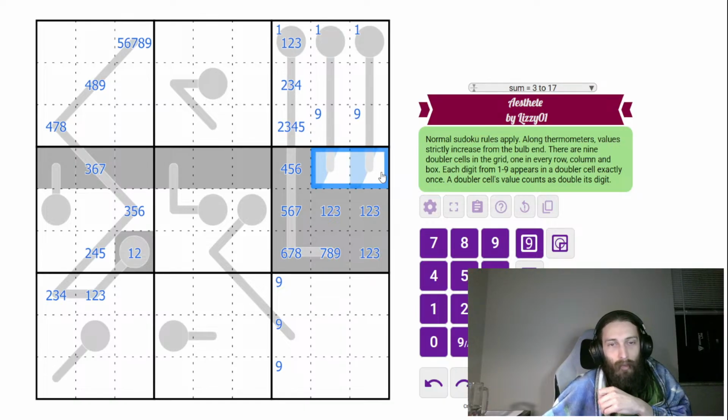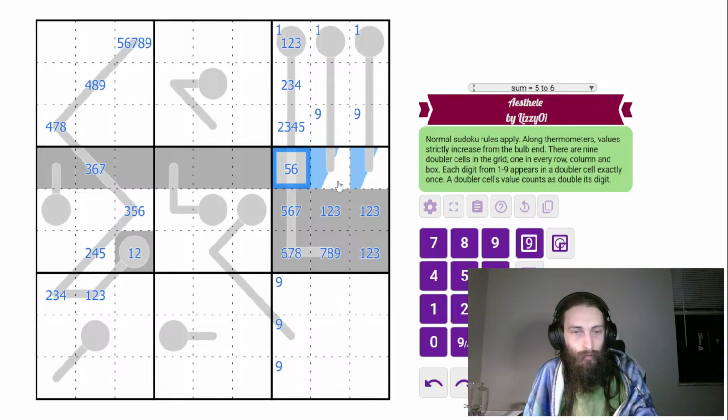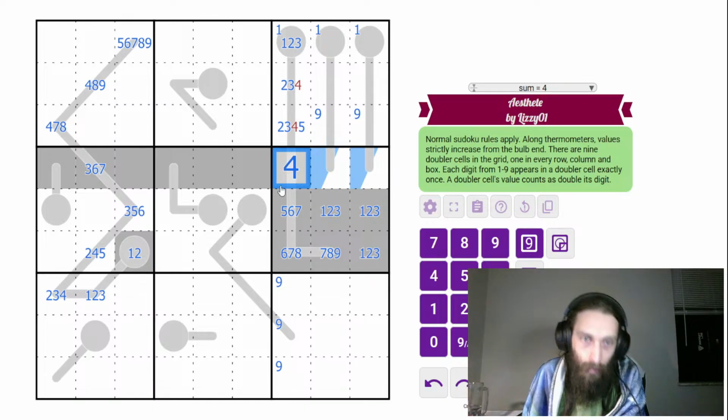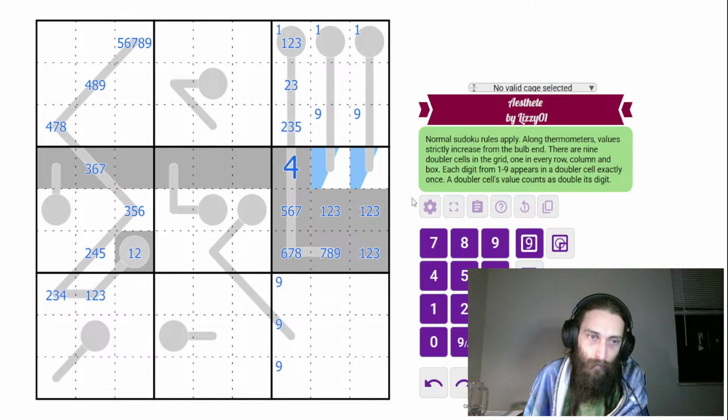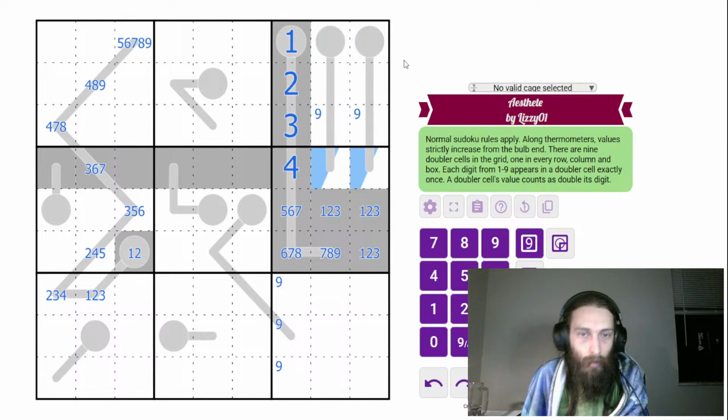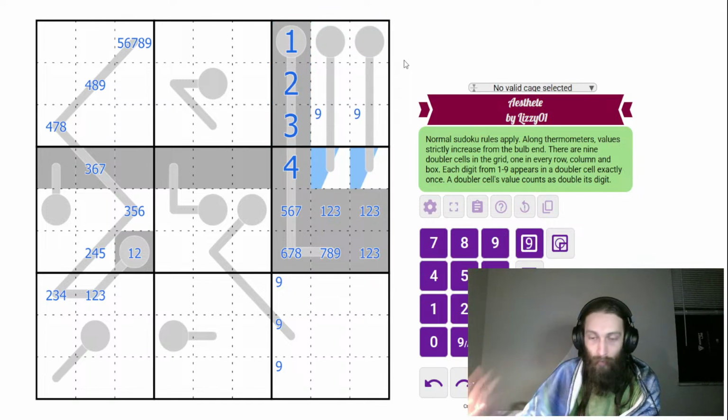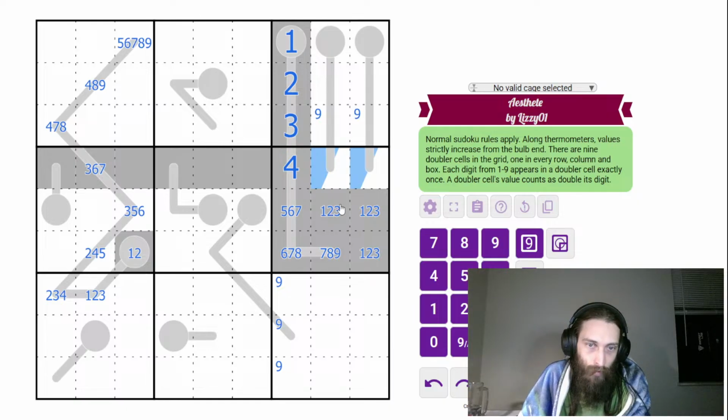Okay. And then suddenly, can I put a 4 on either of these? Well, if I did, that would be 4, 1, 2, 3. So 4 can't be either of those. And that's not a 4. Or that is a 4. Right. So that is its value. So it has to be 1, 2, 3. Okay. We got there the correct way this time. Yeah.